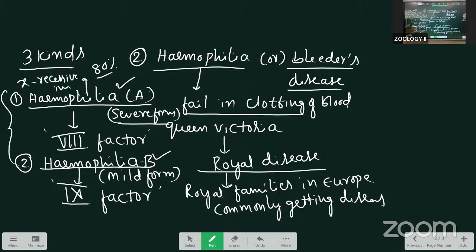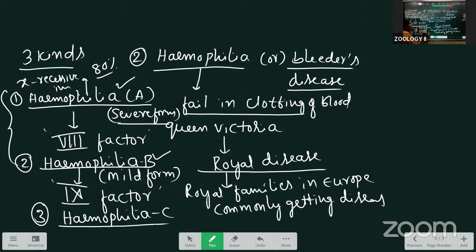Next, the third one is hemophilia C. Hemophilia C is autosomal recessive, same like tritonopia. The hemophilia C is autosomal recessive inheritance. This is about hemophilia.